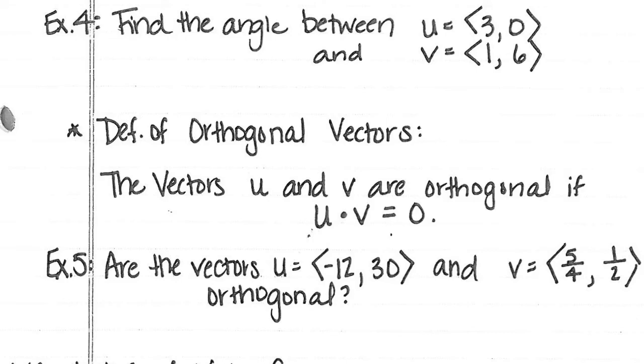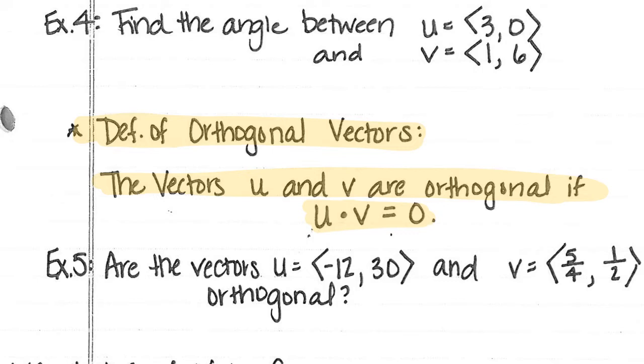Alright guys, the last thing we're going to do in this section is to find out what orthogonal means. So the definition of orthogonal vectors tells us that if the vectors u and v are orthogonal, you will find that their dot product is equivalent to 0. So it has to equal 0. So let's go ahead and dive right in.